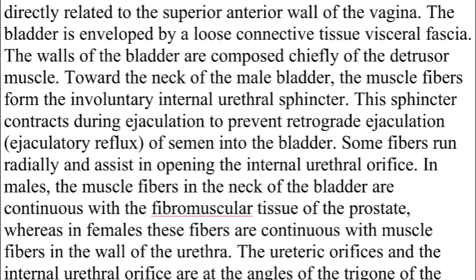But in females, these fibers are continuous with the muscle fibers in the wall of the urethra. The ureteric orifices and the internal urethral orifice are at an angle of the trigone of the bladder. The ureteric orifices are encircled by loops of detrusor musculature, and this tightens when the bladder contracts to assist in preventing reflux of urine into the ureter.